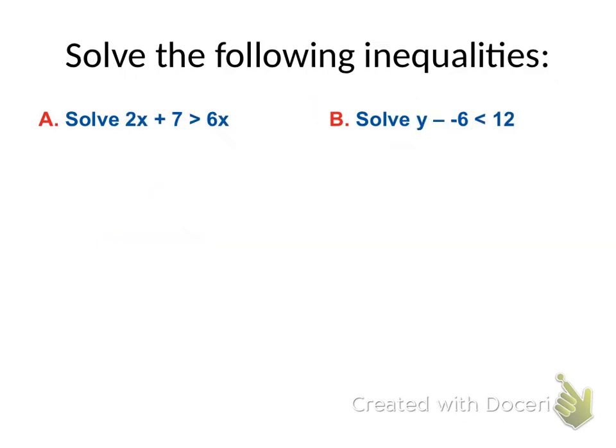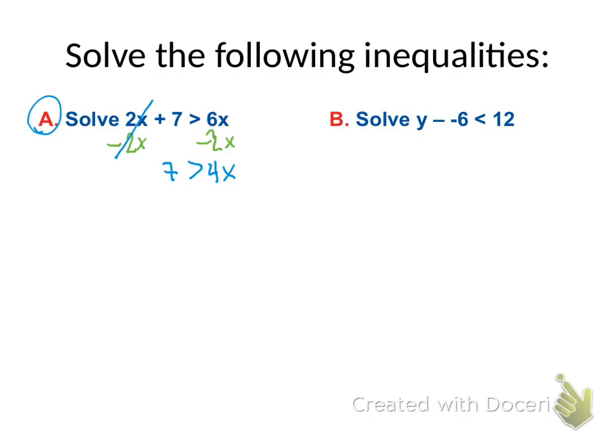These examples are a little bit more challenging. Notice in letter A, we've got 2 variables. Now, we're still going to be adding or subtracting in order to solve. So the first thing we need to do is make sure that we have all variables on one side. So I'm going to make that 2x disappear by subtracting 2x. That's going to give me 7, because that 2x disappears, is greater than 6 minus 2 is 4x.